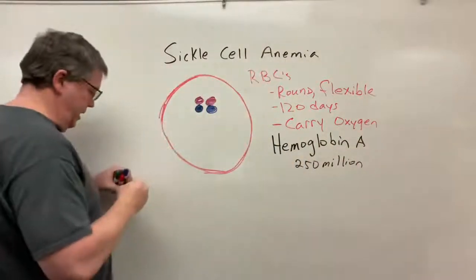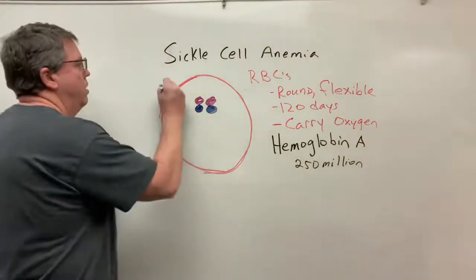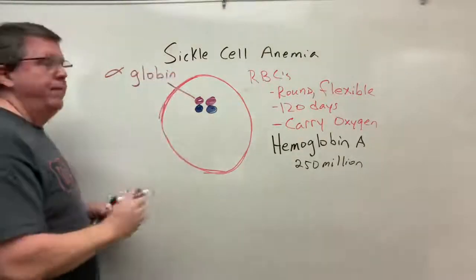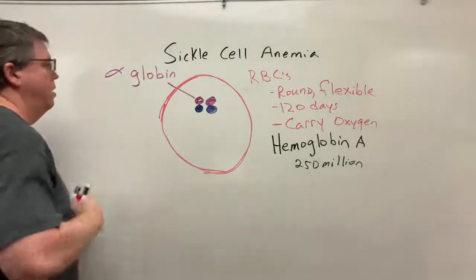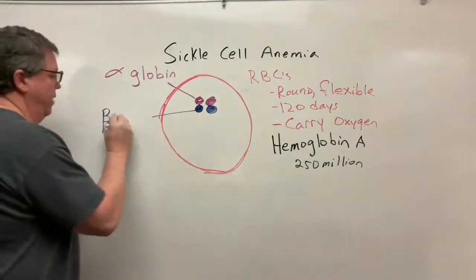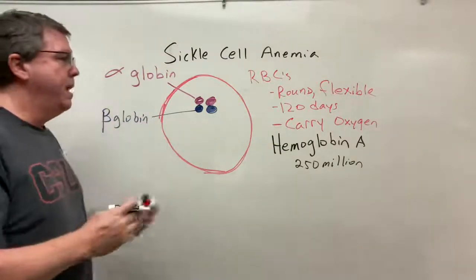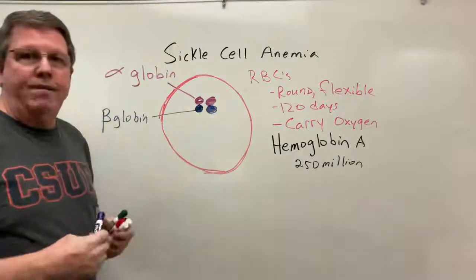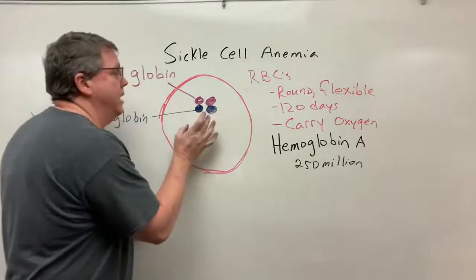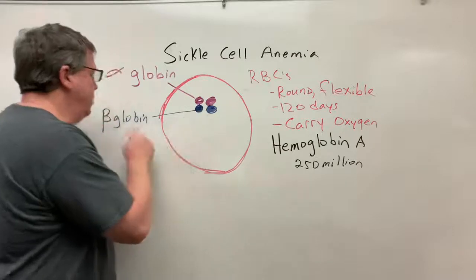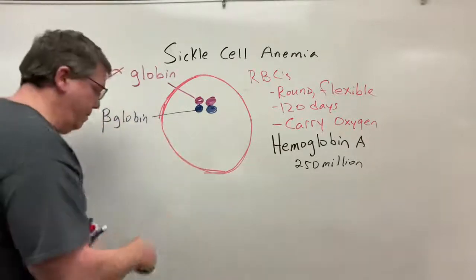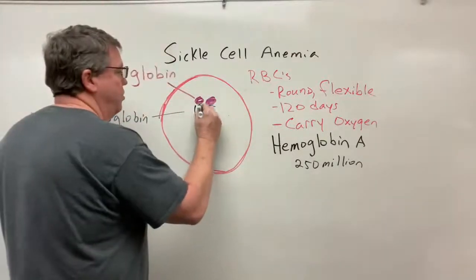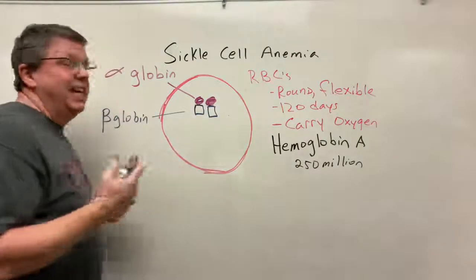Hemoglobin A is made up of 2 alpha globins and also 2 beta globins. So this is my beta globin. These are all connected together, though I have them a little bit apart there. What's going to happen in sickle cell anemia is there is a mutation to the beta globins, and they change shape. We call it misshapen. Instead of being round, I'm just going to draw these square now, so you can see it's a different shape.